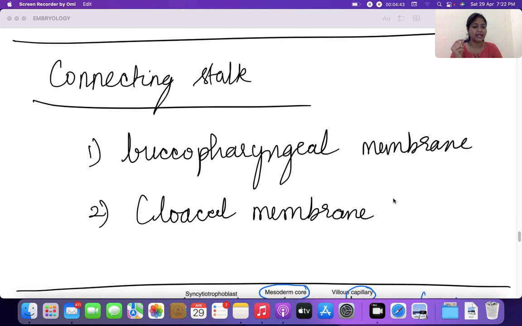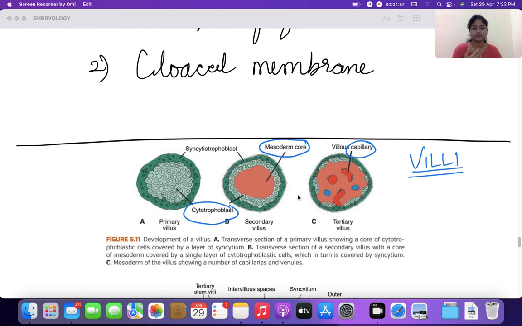Connecting stalk is the place where even by week 3 the disc is still bilaminar instead of being trilaminar, and that marks the development of a buccopharyngeal membrane and cloacal membrane in the future.